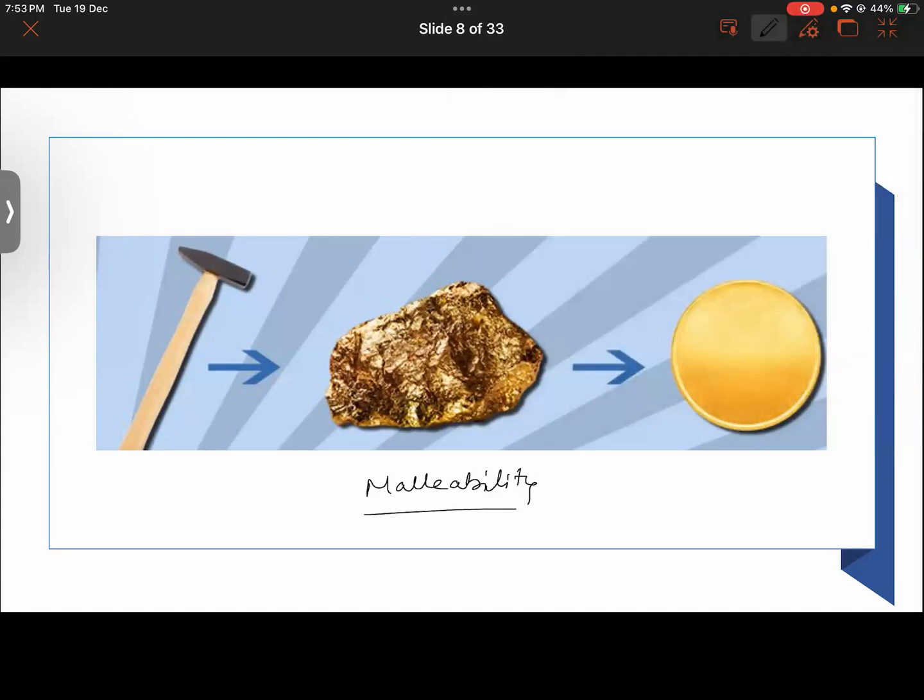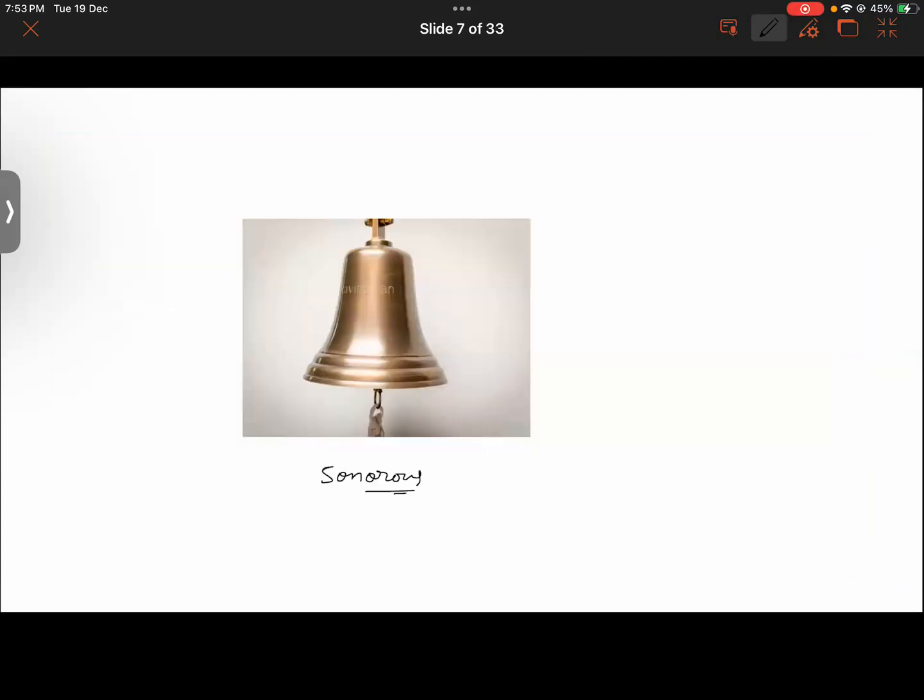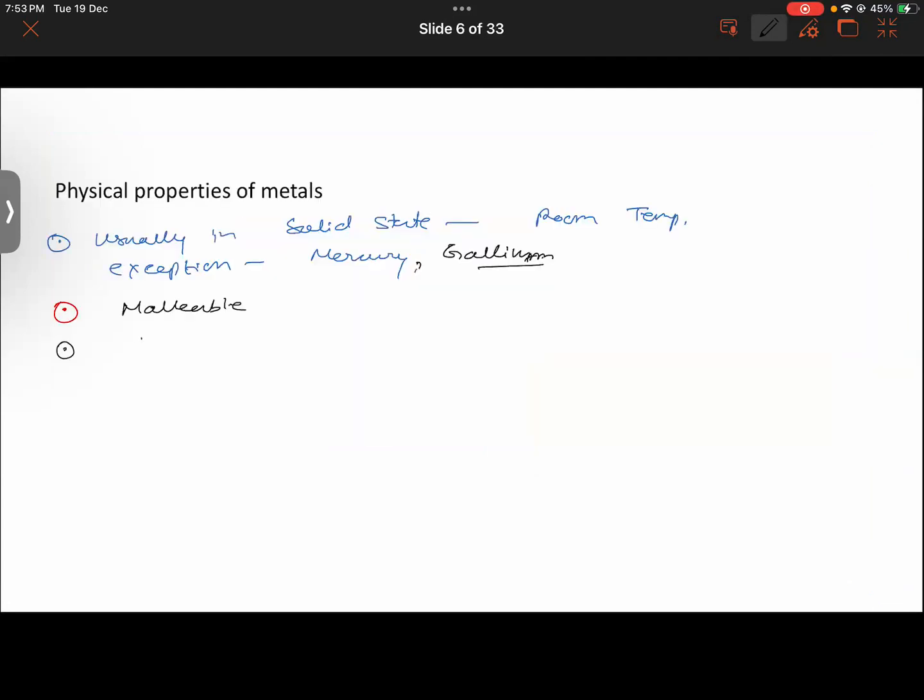So the property of malleability is that metals can be heated and hammered into very thin sheets without breaking. This is how coins are made. So that is the property of malleability. So you have the sonorous property, and then you have the malleability property also.